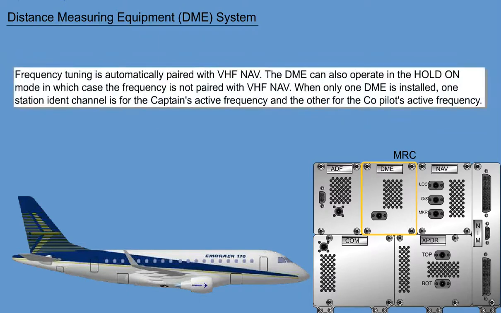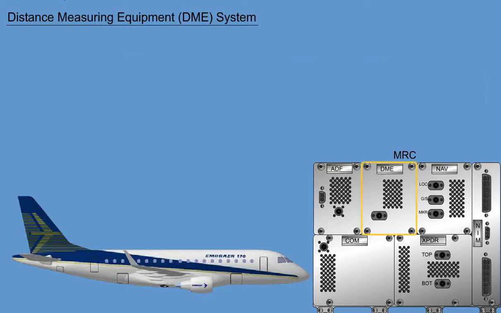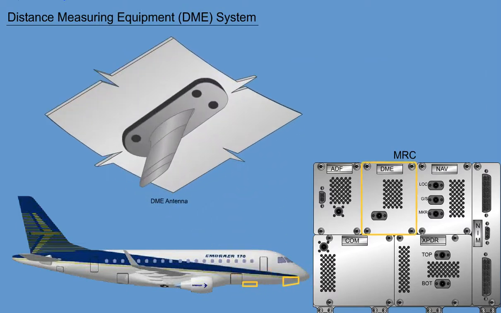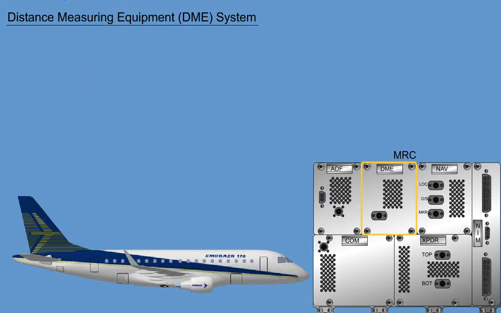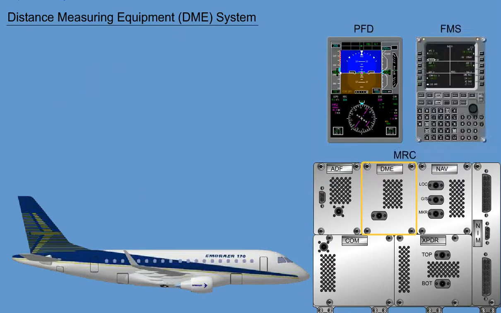Frequency tuning is automatically paired with VHF nav. The DME can also operate in the hold-on mode, in which case the frequency is not paired with VHF nav. When only one DME is installed, one station ident channel is for the captain's active frequency and the other for the co-pilot's active frequency. The DME system consists of a DME module and a DME antenna. A second is optional. The DME interfaces with the display system and FMS through the ASCB D-bus.